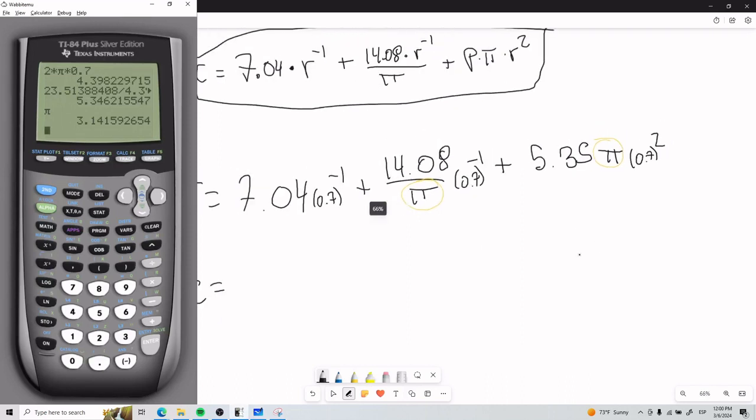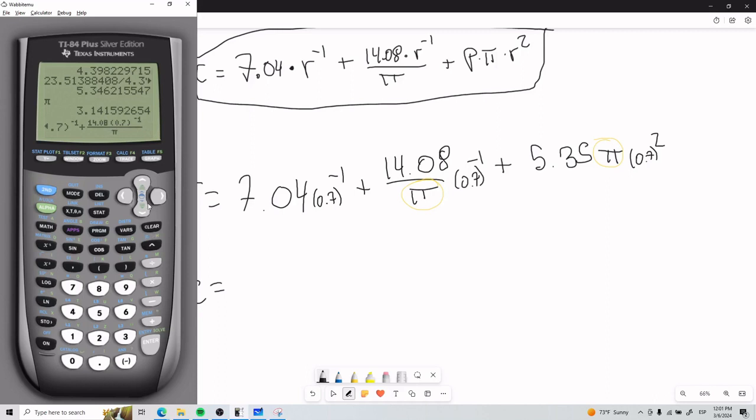See what happens. So I'm going to have 7.04 times 0.7 to the power of negative 1. Just the 0.7 to the power of negative 1. Careful with that. Then I'm going to be adding a fraction, which goes 14.08 times 0.7, and only the 0.7 is to the power of negative 1. Oops, negative 1. Yeah. And then down here, I'm going to have pi.